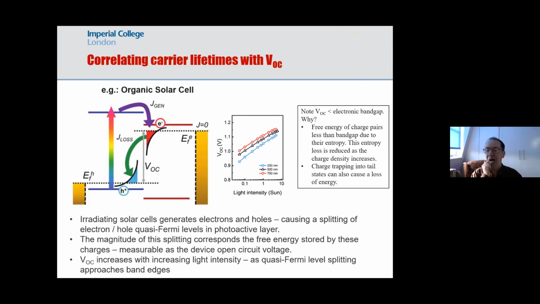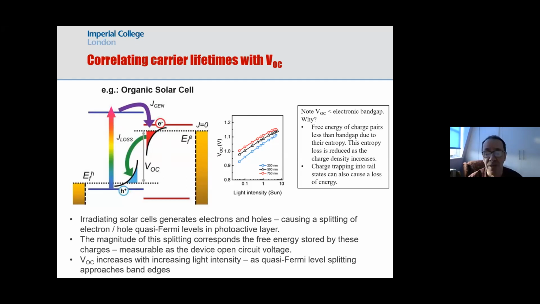I want to talk a little bit more now about the voltage in these solar cells. So the idea is that we generate a voltage in both the organic and the perovskite solar cells because light splits the quasi-Fermi levels. So in a solar cell, you photoexcite it, you generate holes and electrons. In the dark, the Fermi levels are in the middle and the electron and the hole Fermi levels are the same. But in the light, we generate populations of holes and electrons, which move the Fermi levels in opposite directions. And it's this splitting of the Fermi levels which corresponds to the free energy stored in those charges and corresponds to the open circuit voltage which comes out of the solar cell.